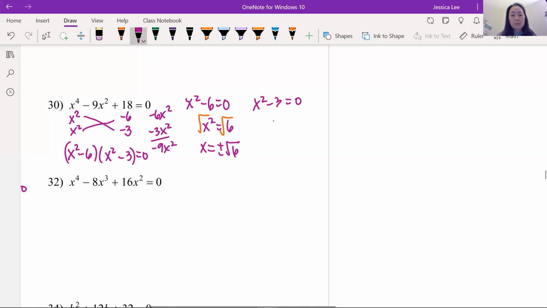For our second answer, same idea. So x squared is equal to 3. And then we're going to square root both sides. So that's going to be plus or minus square root of 3. That's what x equals.